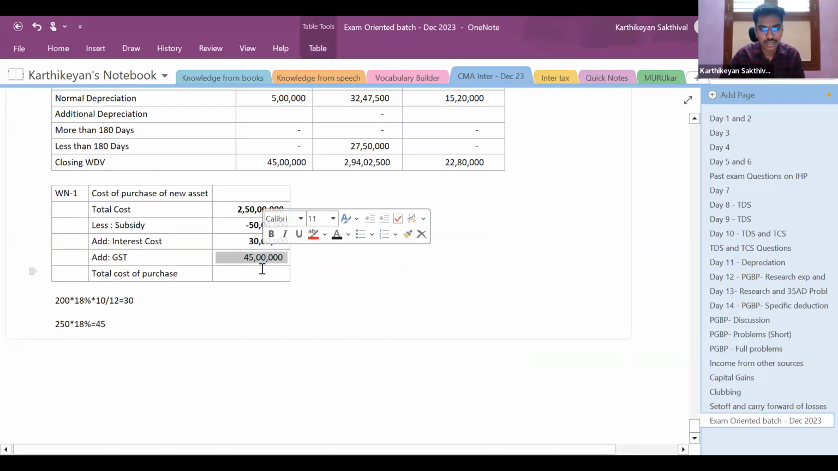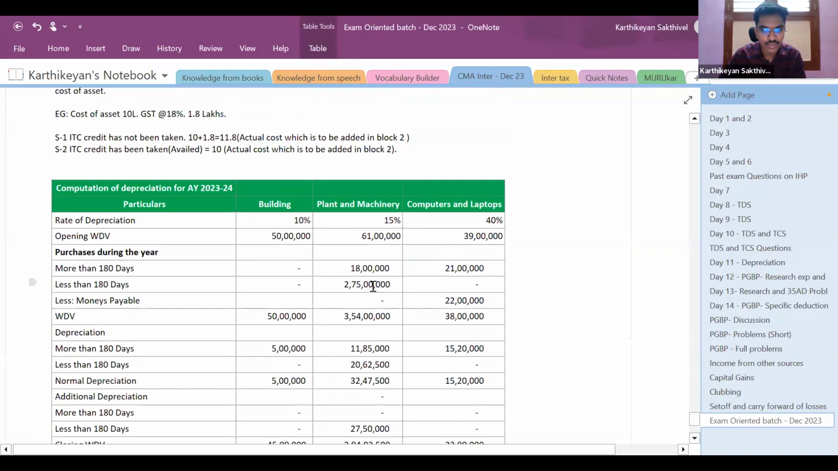45 lakhs. You have to add this. What will be the answer? 250 minus 50, 200 plus 30, 230 plus 45, 275. And the 275 will come here.